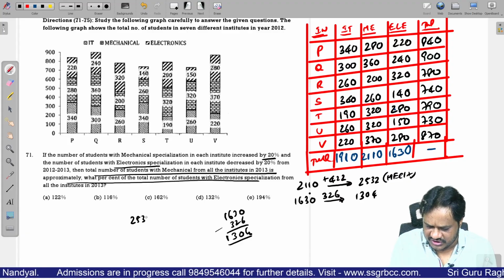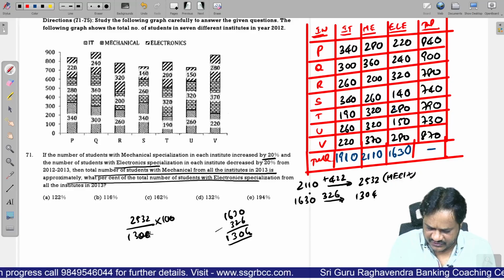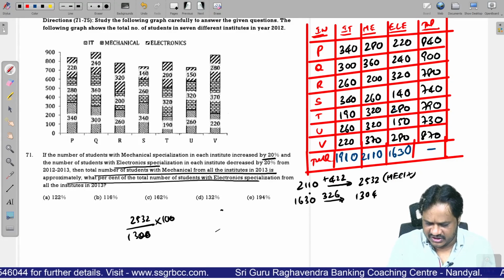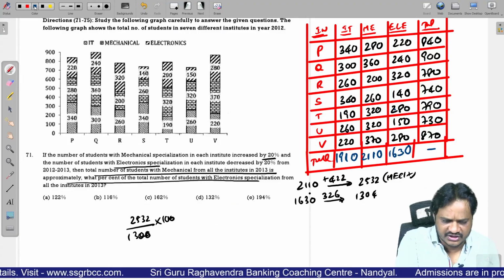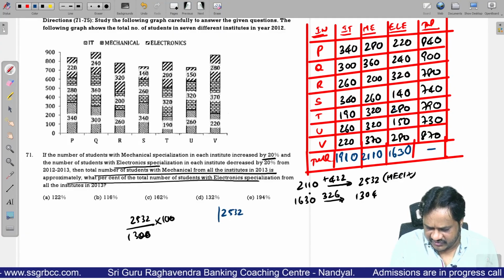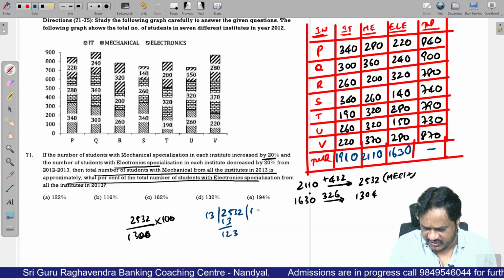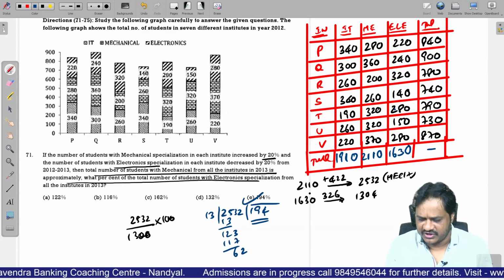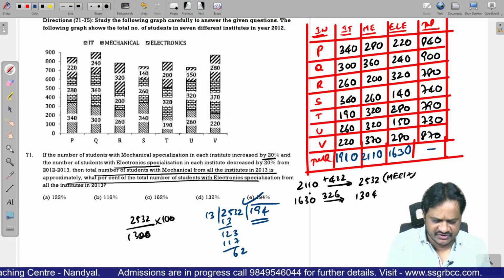So 2532 by 1300. Let us take approximately 1300 into 100. So 00 and 00 cancel. I am dividing 2532 with 13. 13 ones 13, 123, 13 nines 117, 62, 194. Approximately 194 is the correct answer. Let us see the next question, 72 question.